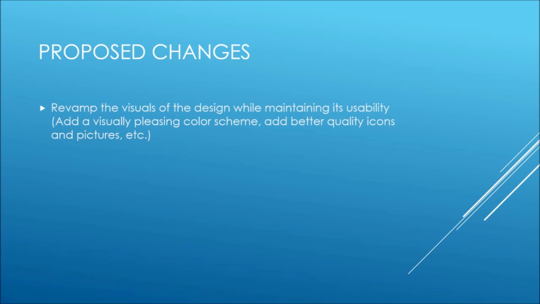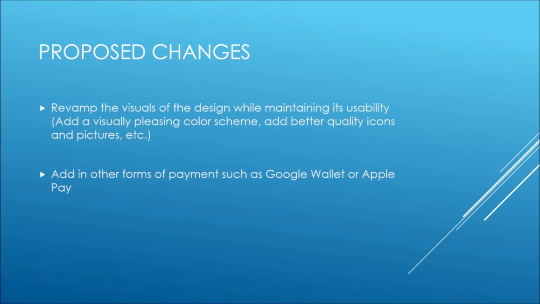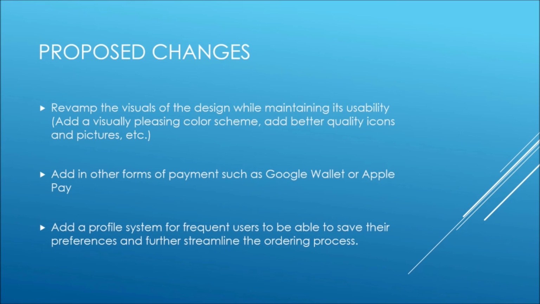Changes that we would implement to our application include revamping our color scheme and aesthetics to address the feedback from our pilot study. We'd also include alternative forms of payment such as Google Wallet or Apple Pay. And finally, we would include a profile system where an experienced user can save preferences to further streamline the ordering process.